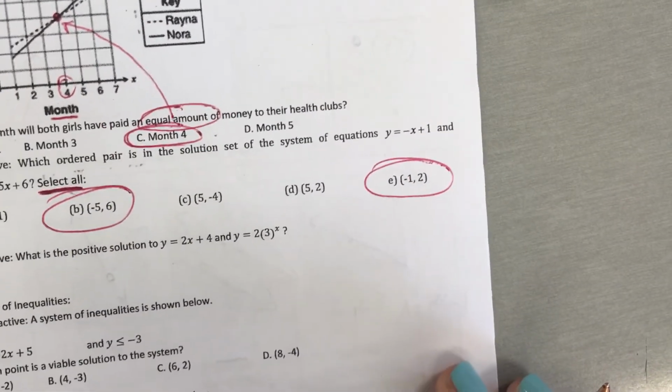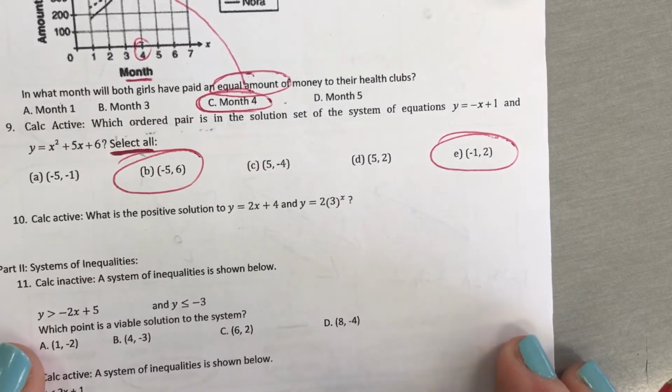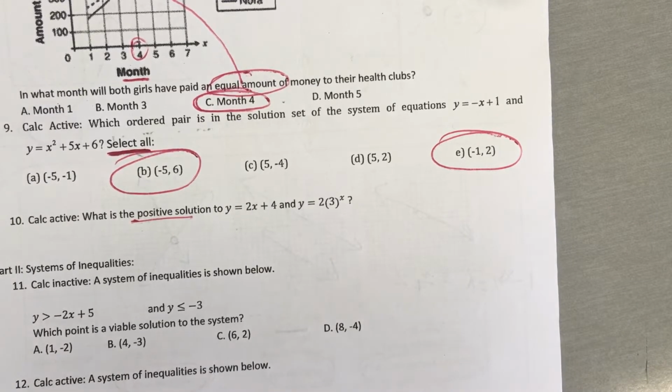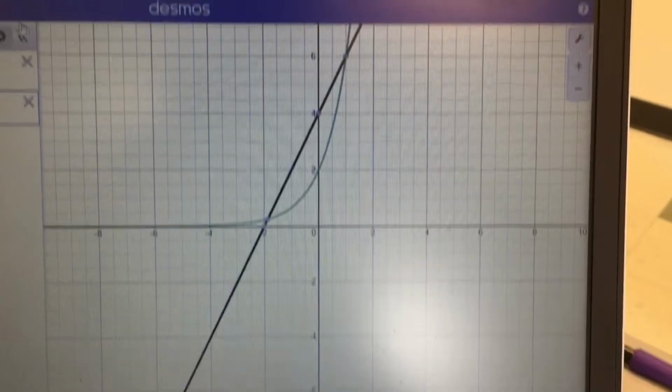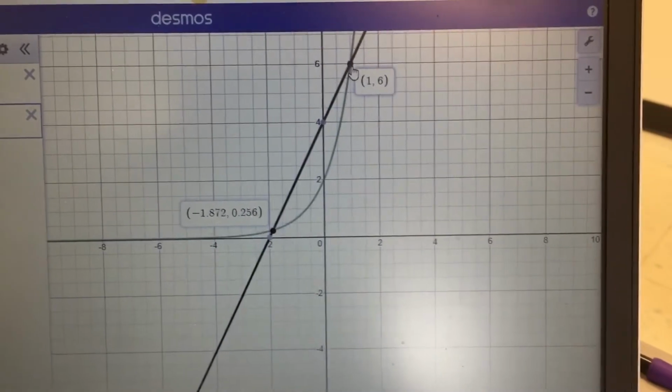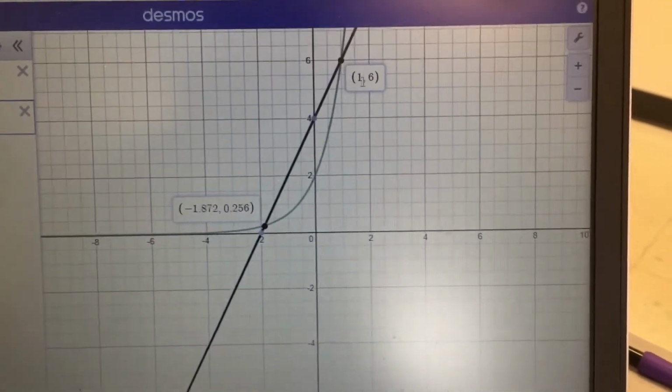Okay, and then this one, calculator active, what is the positive solution to y equals 2x plus 4 and y equals 2 times 3 to the x power? Okay, so I've put them both in. They intersect here and they intersect here, but remember this one asks for the positive solution. So the positive solution would be 1, 6.